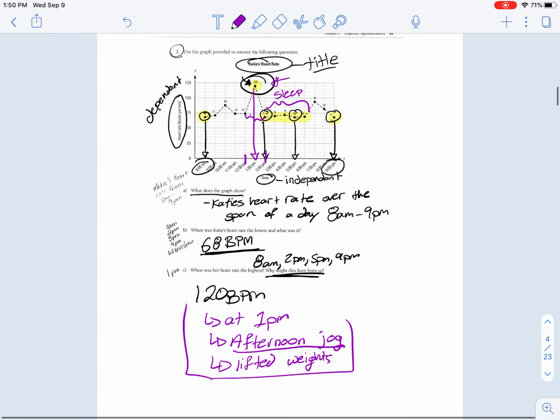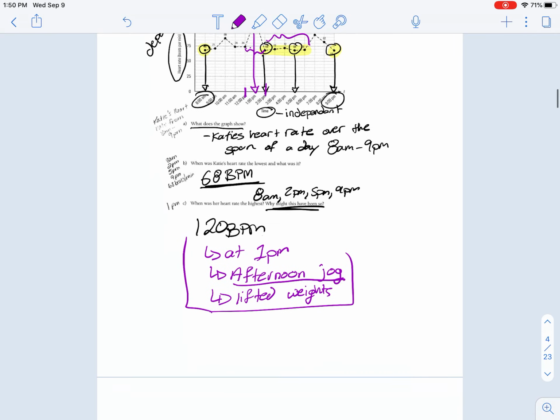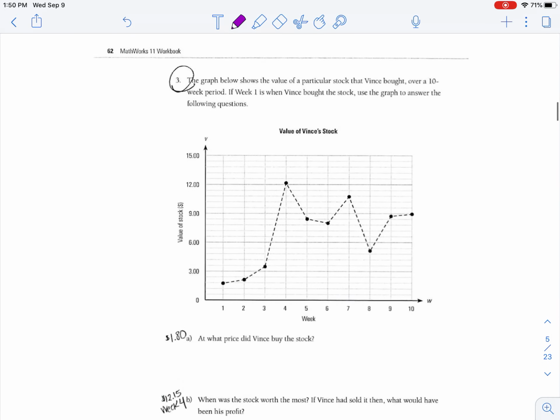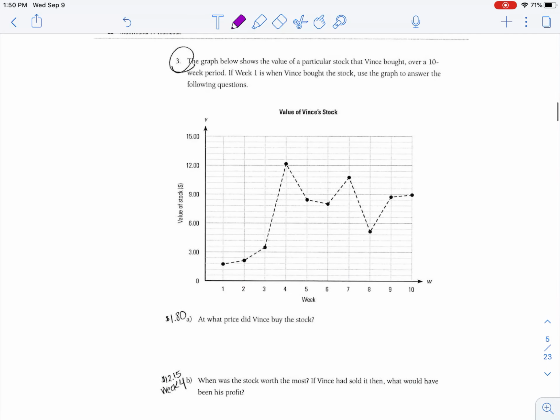Okay, so if any of that was confusing, please pause the video, rewatch it, and then come ask questions. Let's look at number 4 here. The graph below shows the values of a particular stock that Vince bought over a 10-week period. If week 1 is when Vince bought the stock, use the graph to answer the following questions.